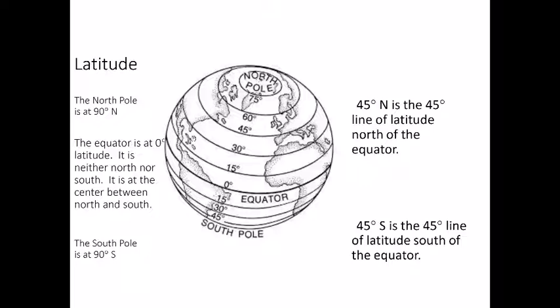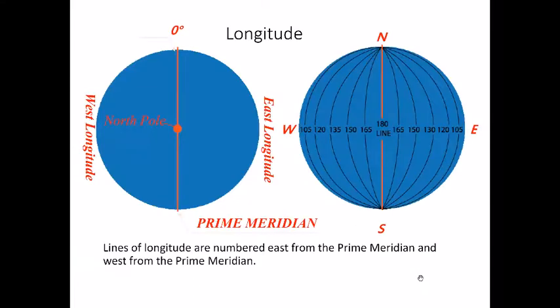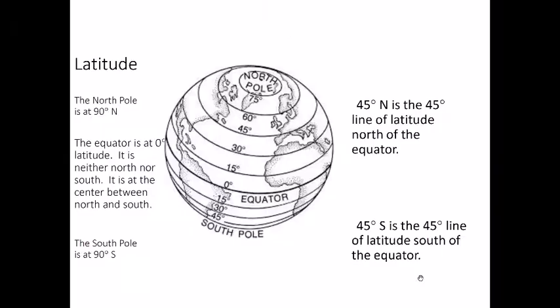The North Pole is at 90 degrees, and we represent it as north because it is in the northern hemisphere. Similarly, the South Pole would be at 90 degrees south, and the equator is at 0 degrees, like we discussed. So a point represented as 45 degrees north would be 45 degrees to the north of the equator, and a point represented as 45 degrees south would be 45 degrees to the south of the equator. But that is just one coordinate.